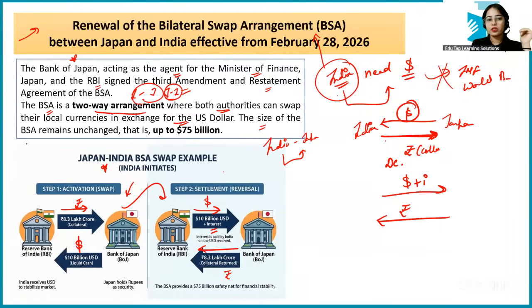The size of the bilateral swap arrangement remains unchanged since 2019. The amount has been decided, that is $75 billion. This is a huge amount. That comes under the bilateral swap arrangement. Okay.